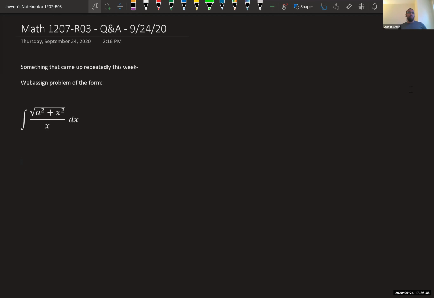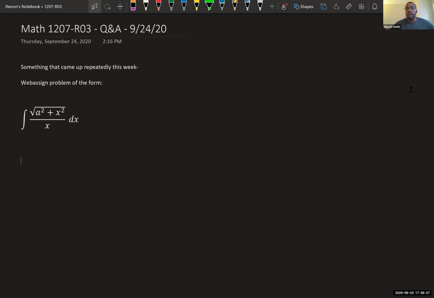It was a problem of this form that you see right there. It looked like the square root of a squared plus x squared, all over x, dx. The a value was different for everybody. To make it look nice, I'll just do this with a equals 1 so you can see it. But this was an issue that a lot of students had. Pretty much everyone I met with in office hours this past week brought up this WebAssign problem.